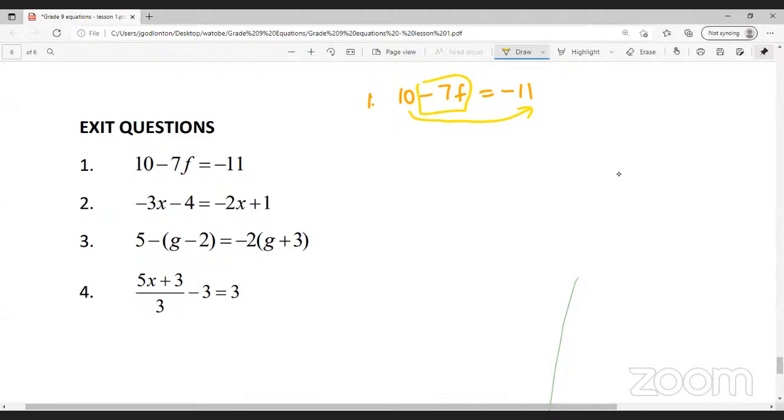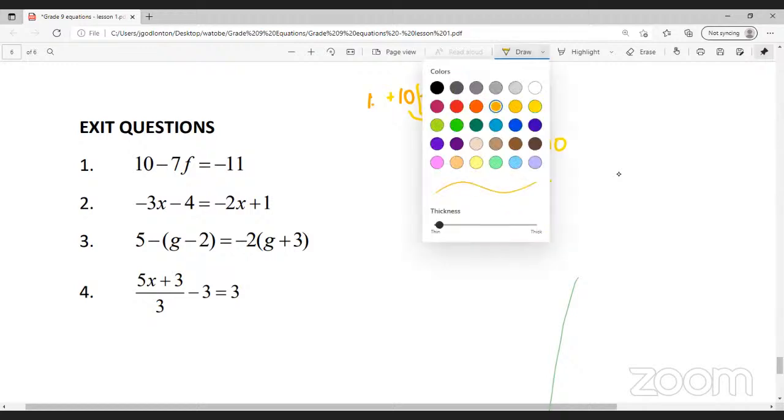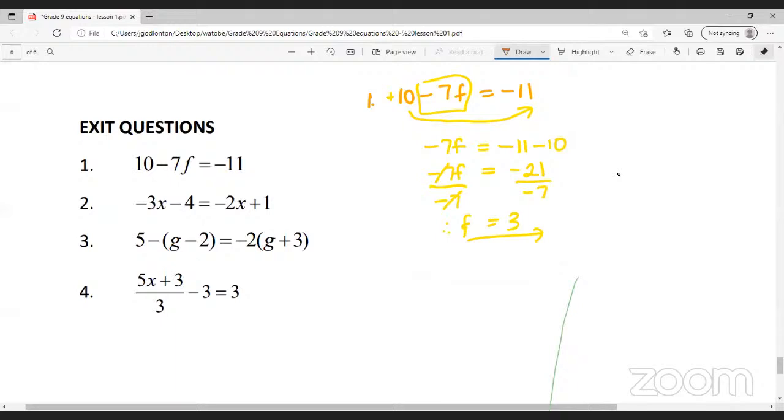Do you mind if I carry on talking you through this one? Yes, ma'am. Okay, so if I have this minus 7f over here, and I move that 10 over, I would have negative 11. And when this 10 moves to the other side, because it's a plus at the moment, it's going to become a negative. So then I'm going to have negative 7f is equal to negative 21. Divide both sides by negative 7. And so f is going to be a negative and a negative is a positive, and 21 divided by 7, 3. Okay. Yes, ma'am. All right. Well done for trying.